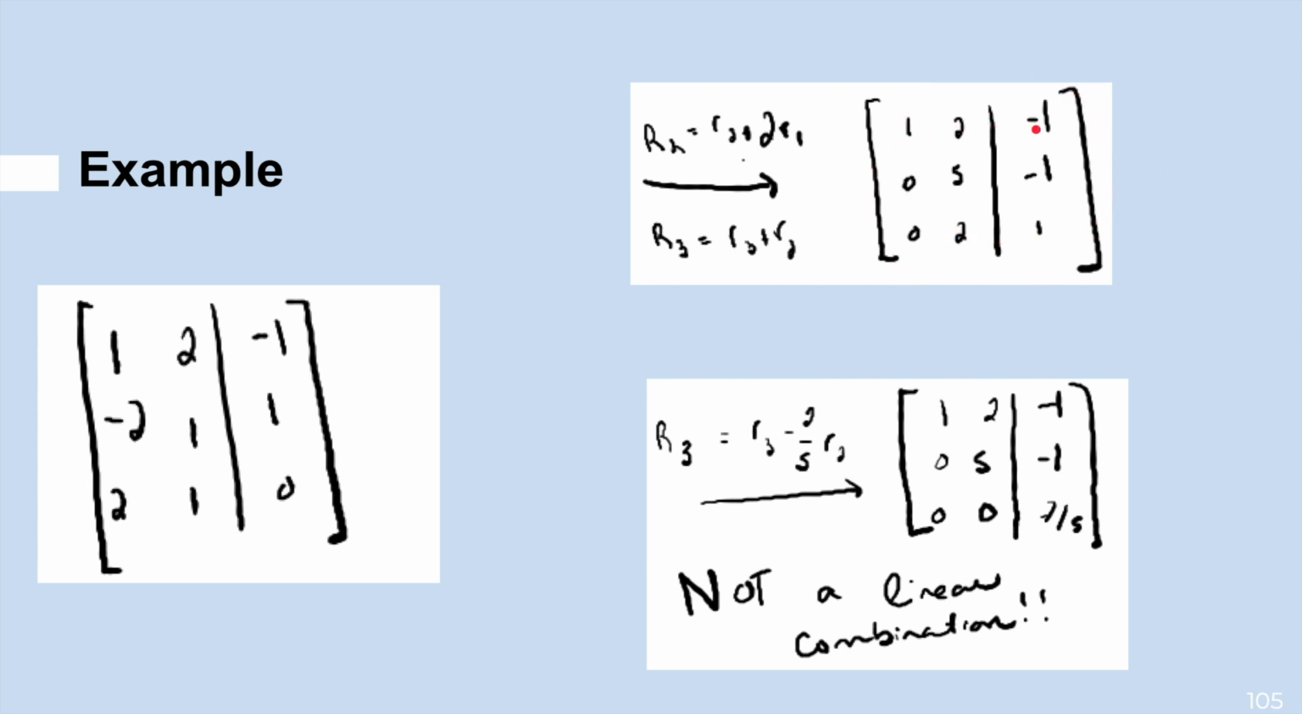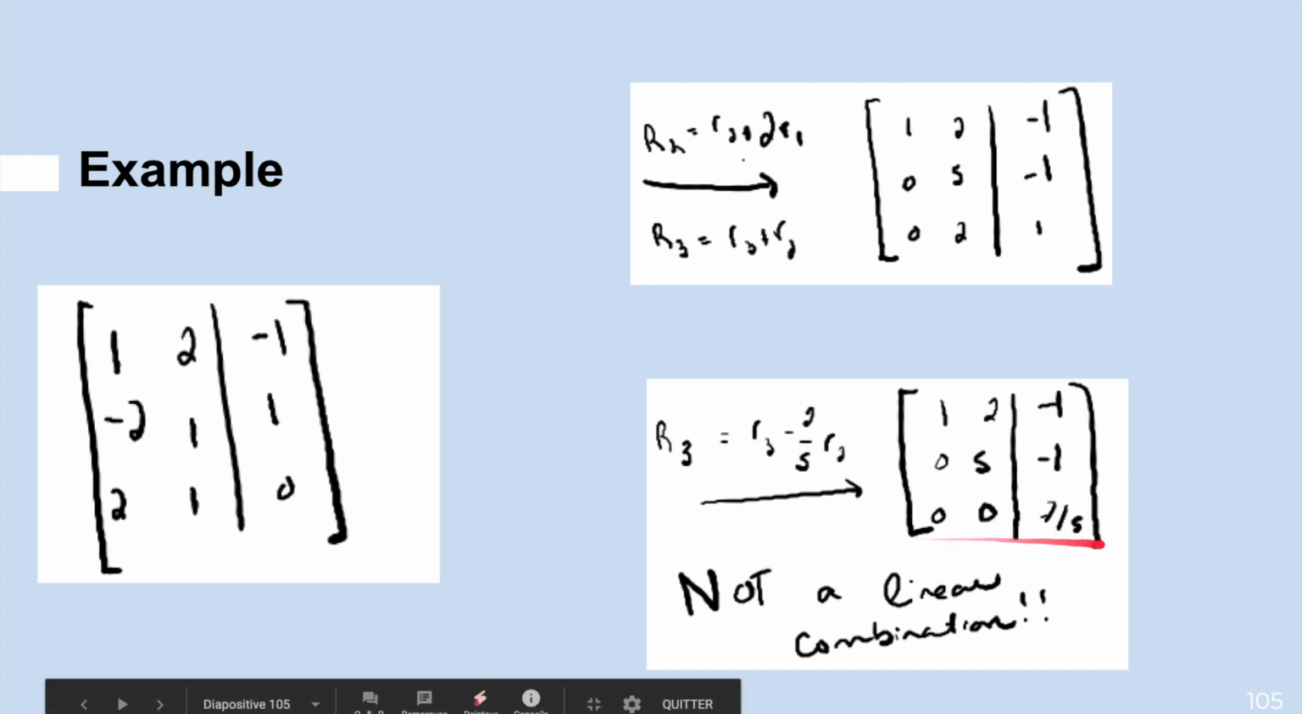So I have 1, 2, negative 1, that didn't change. 0, 5, negative 1, 0, 2, 1. My last step is to turn this 2 into a 0, and then I'll see what happens. To do that, my new row 3 is my old row 3 minus 2 out of 5 row 2. So this becomes 0. And what I see is that this number here is not a 0, and that means that there are no solutions to this, and this is not a linear combination at all, so we cannot do this on our graph.